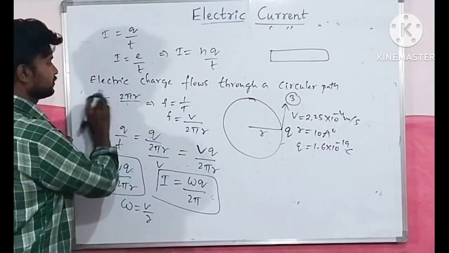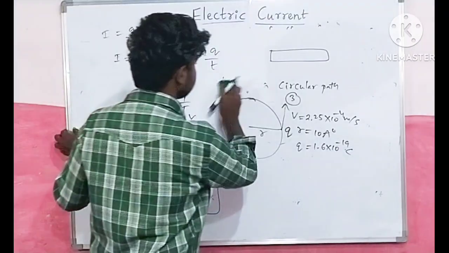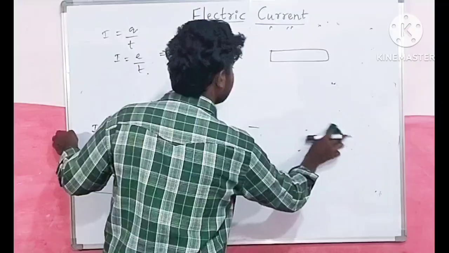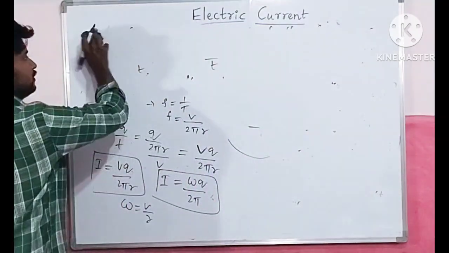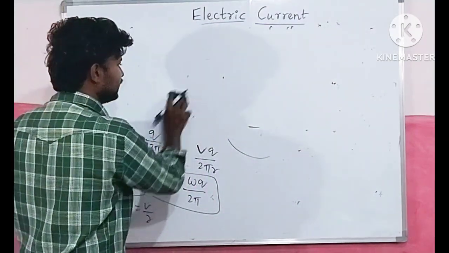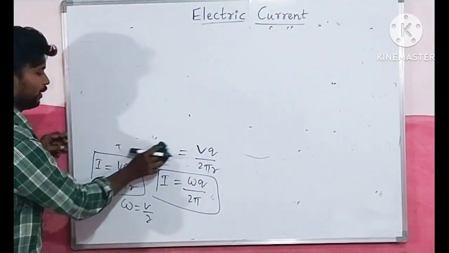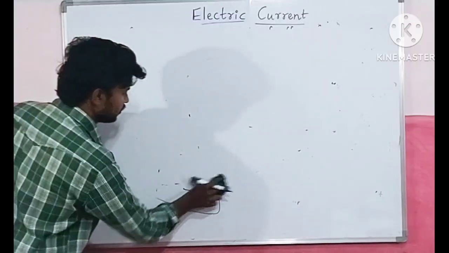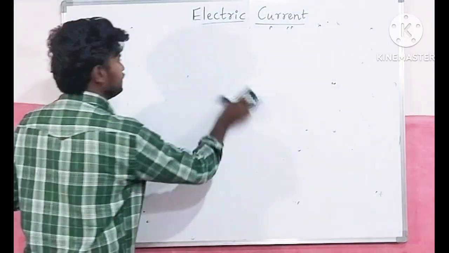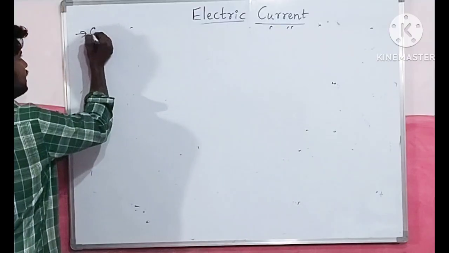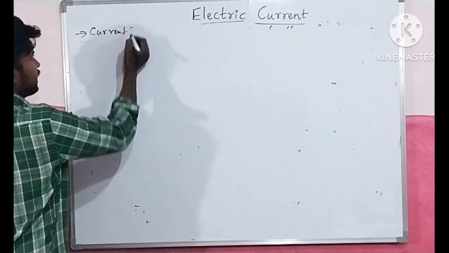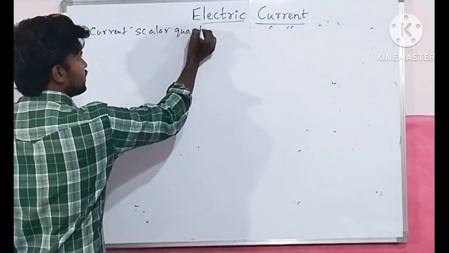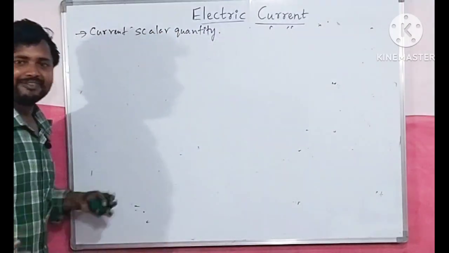Next thing is, is current scalar or vector? Current has a direction. But even though current has a direction, it does not follow the law of vector addition. So the current is a scalar. Current has a direction as well as a magnitude, but the current is a scalar quantity because it does not follow the law of vector addition.